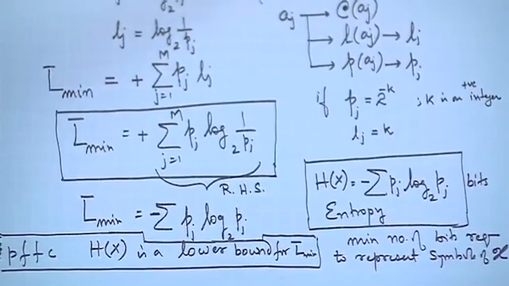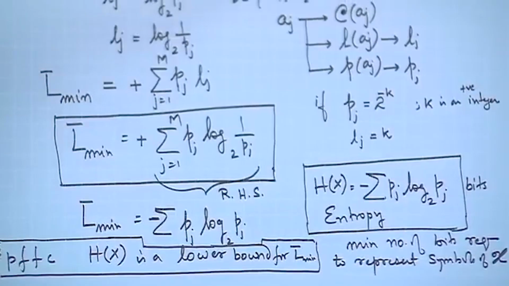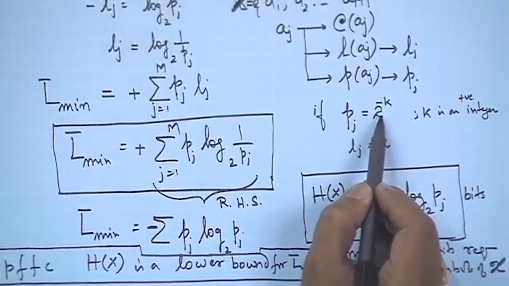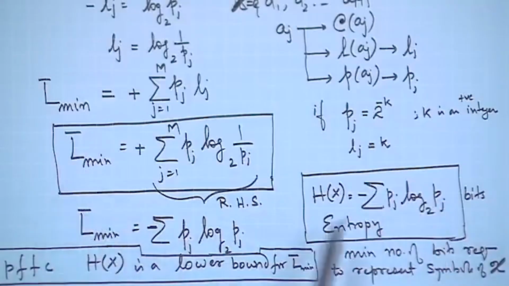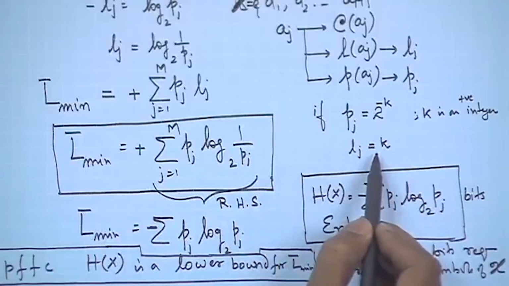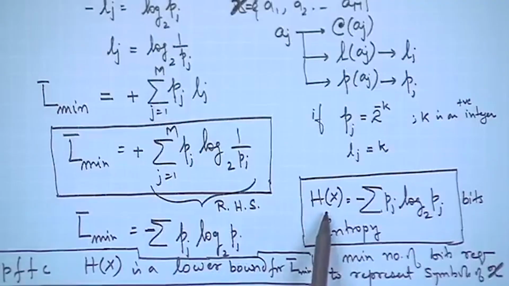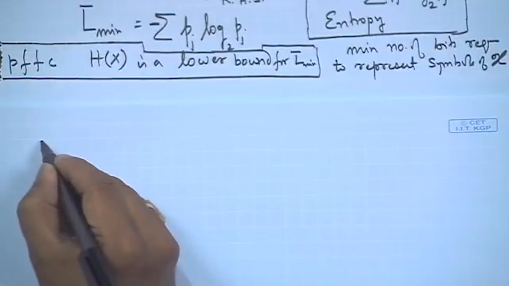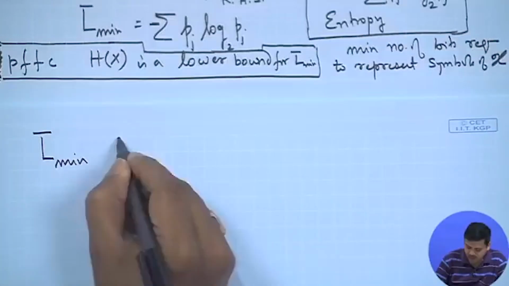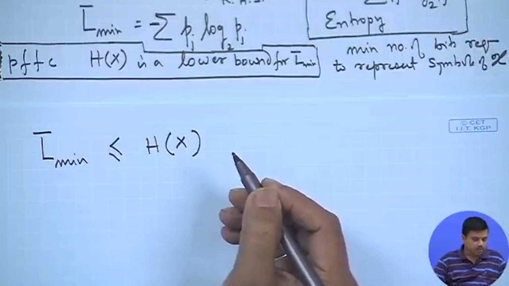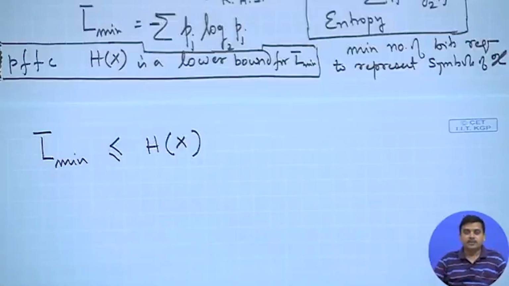It is a very important result that we have with us, and we can note that when these probabilities are integer powers of 2, in that case we can find these lengths, which are exact solutions. In that case this L bar min will attain the entropy. In other cases, when it is not so, we can say that L bar min is less than or equal to H of X. So, only if it is an integer power of 2, it is equal to the entropy. In other cases, it is lower bounded by the entropy.